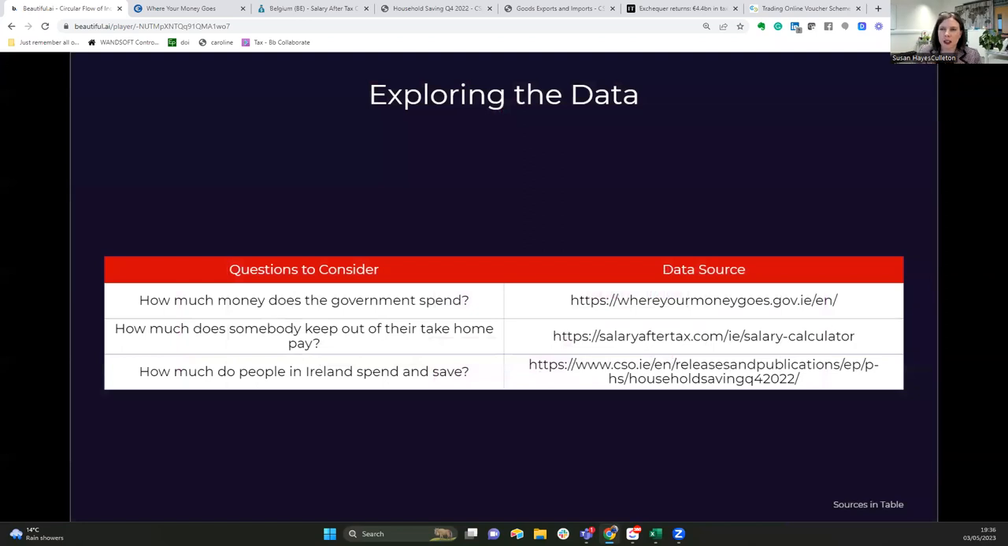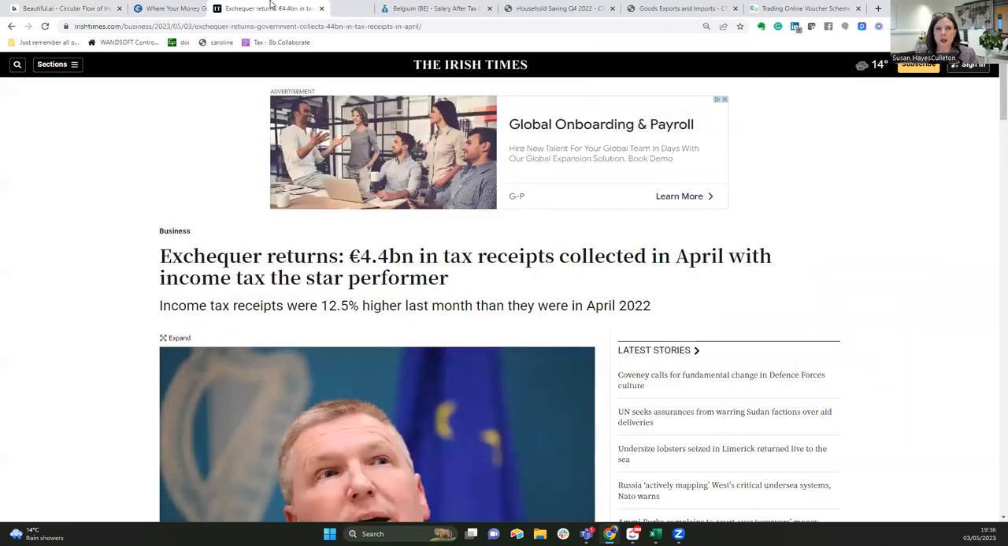So there's three areas that I'm going to explore with you on that. One I've already done, which is the salary after tax. As an economist, there's three questions that I would like to ask. How much money does the government spend and on what? I'm also going to give you the data for how much the government receives. So let's just have a think about this first.